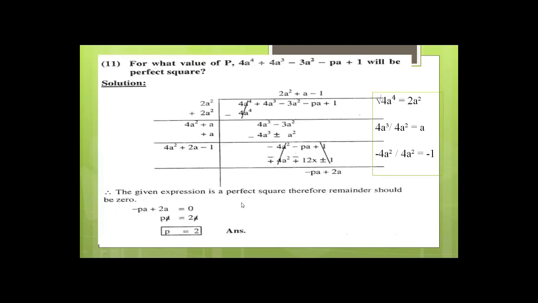So the given expression is a perfect square, therefore the remainder should be 0. So we'll equate the remainder to 0. Minus pa plus 2a is equal to 0. So pa will remain here and plus 2a will change its side and become minus 2a. Minus minus will cancel each other. A will also cancel each other. So p is equal to 2. So this is the answer of question number 11.